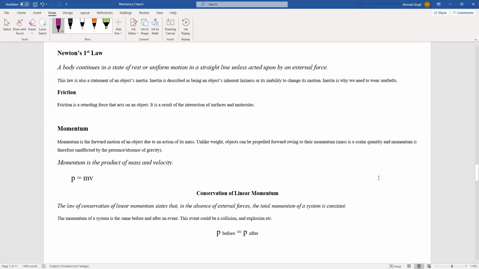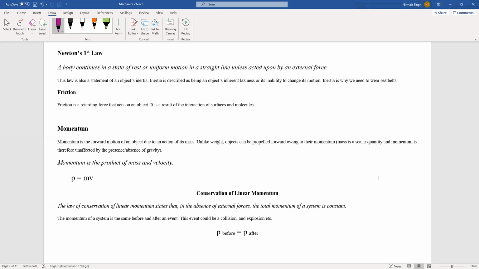Let's look at the definition. A body continues in a state of rest or uniform motion in a straight line unless acted upon by an external force. Let's read that again. A body continues in a state of rest or uniform motion in a straight line unless acted upon by an external force. That sounds like a nice physics law. It sounds nice and comprehensive and sort of sciencey.